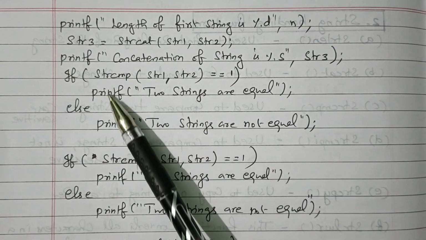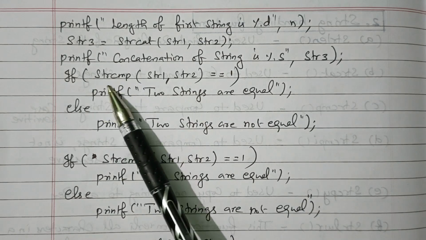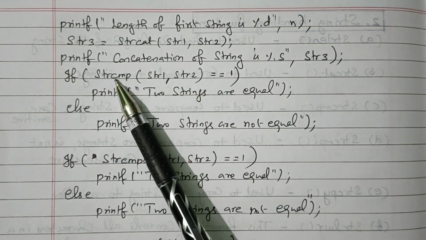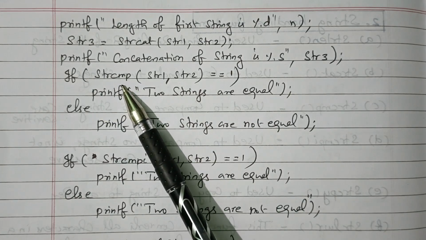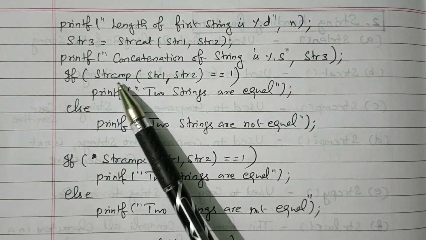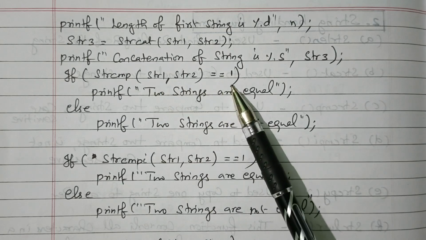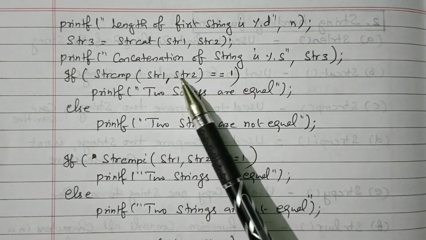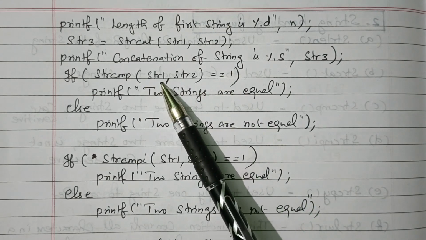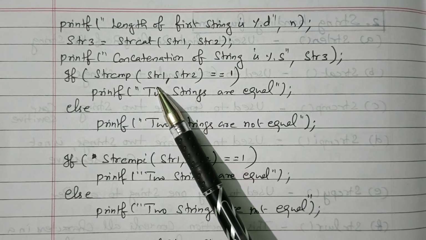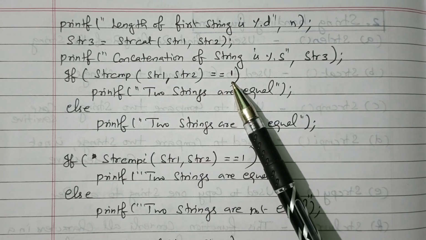Now we'll go to the next one, strcmp, string comparison. String comparison is case sensitive, right? It will check the case also. strcmp of str1, str2, double equal to 1. What is the meaning? If both strings are equal, it will return 1. Otherwise, it will return 0. Right? So we are checking whether it is equal to 1.